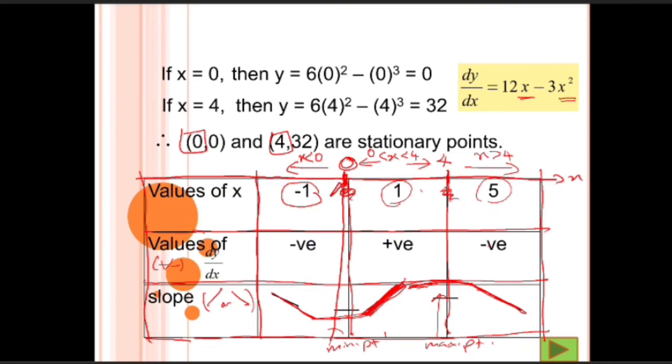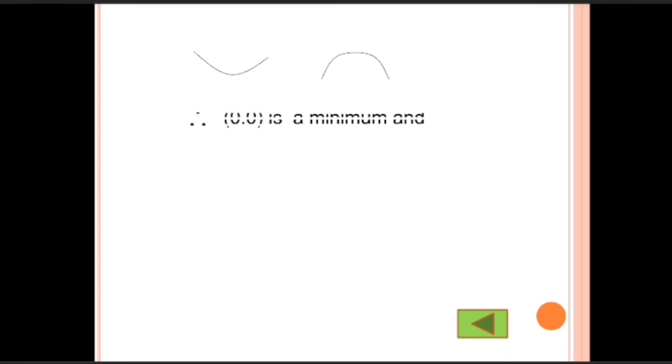Now the value on top here is 0. So this means our coordinate with x equal to 0, which is (0, 0), is a minimum point. And for this maximum point, looking up, we see that x is 4. So the coordinate (4, 32) is the maximum point. Write your answers clearly in a sentence. So (0, 0) is a minimum point, and (4, 32) is a maximum point. Make sure you write your conclusions clearly.